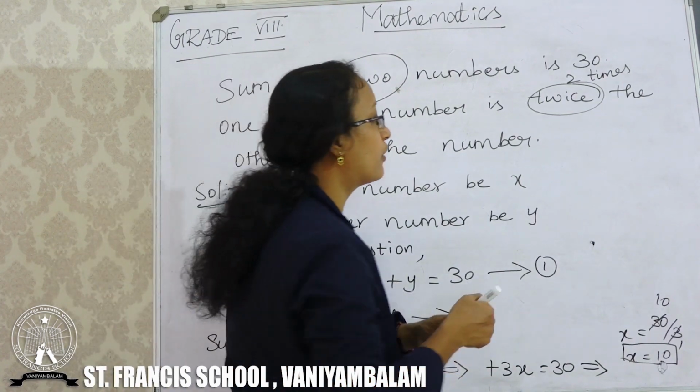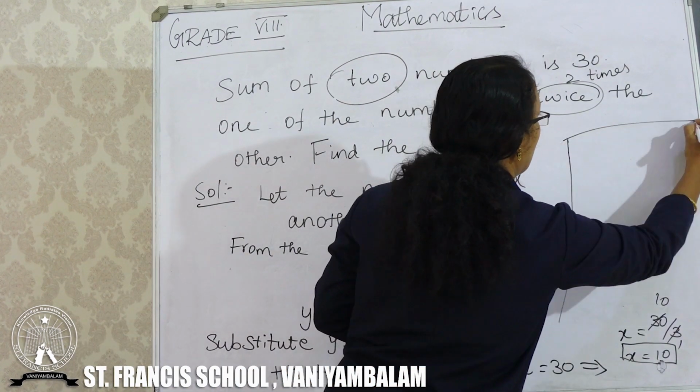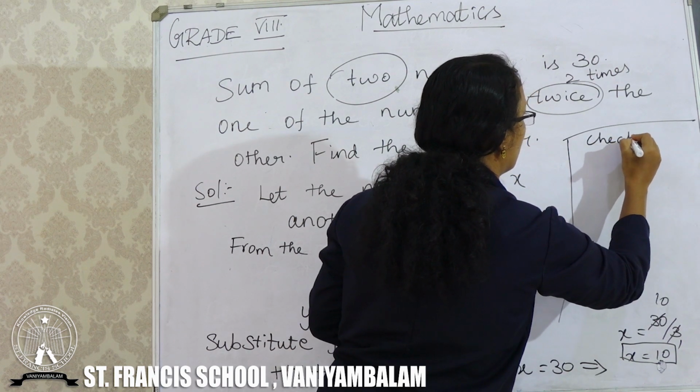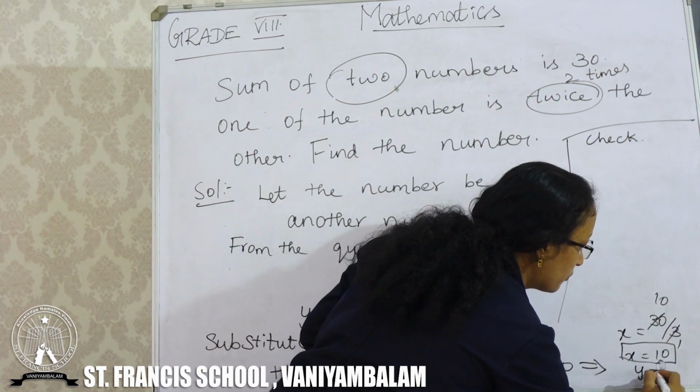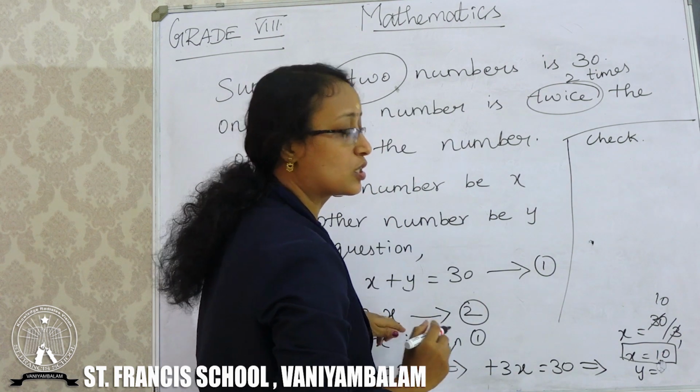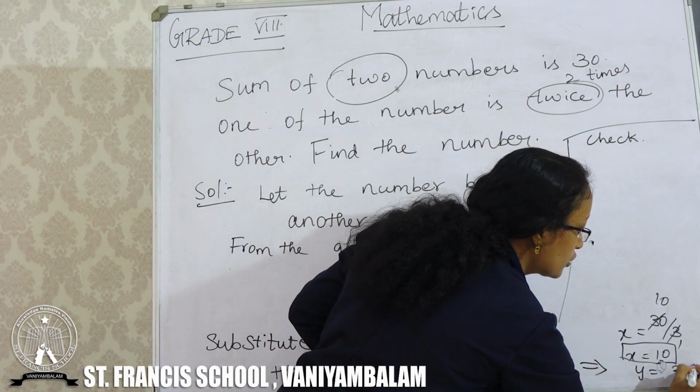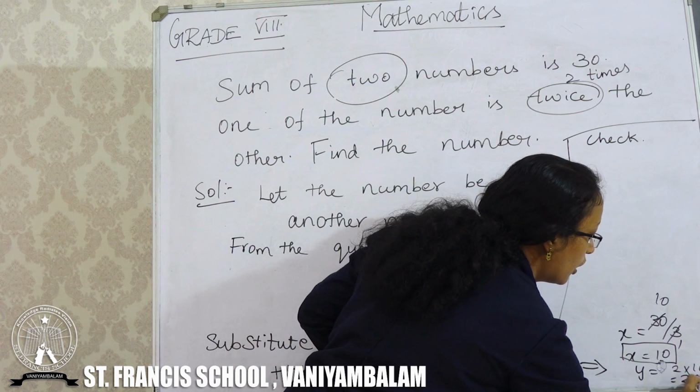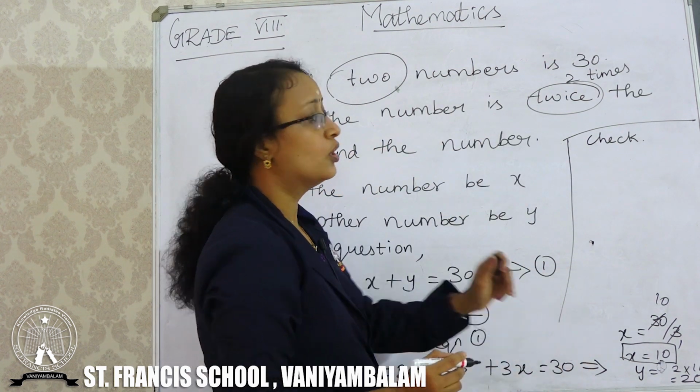Before that, we had to find the y value also. So let us find the y. What is your y? Y is 2x. So 2 into 10, which is equal to 20. We got the y value 20.